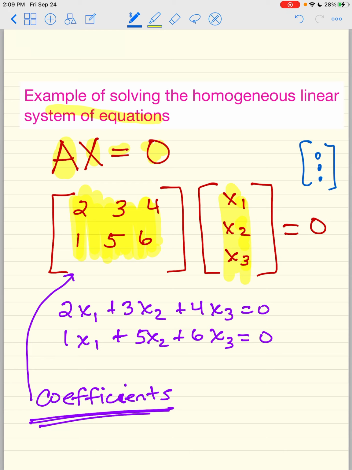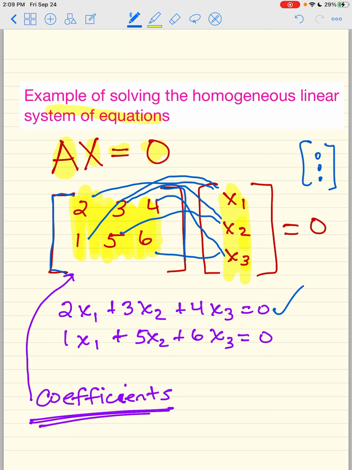AX equals 0. The way that we look at this is we say 2 times x1 plus 3 times x2 plus 4 times x3. We're not going to use these numbers. I'm just trying to show you that's how you write the system. So you go across and then down. 1 times x1, 5 times x2, 6 times x3 equals 0. These are called our coefficients because it's not an augmented matrix. It's a coefficient matrix. You remember those from the first video of this section when we talked about keywords?